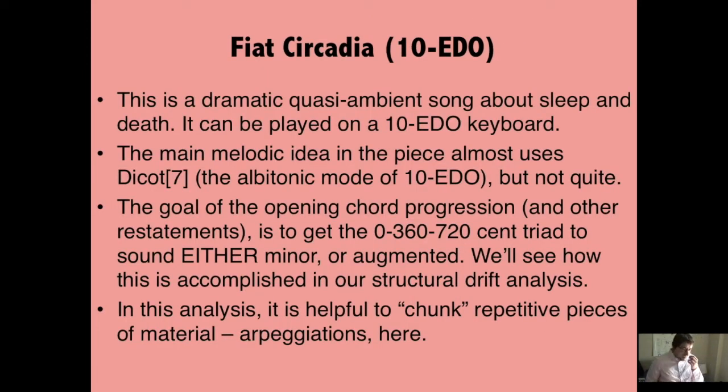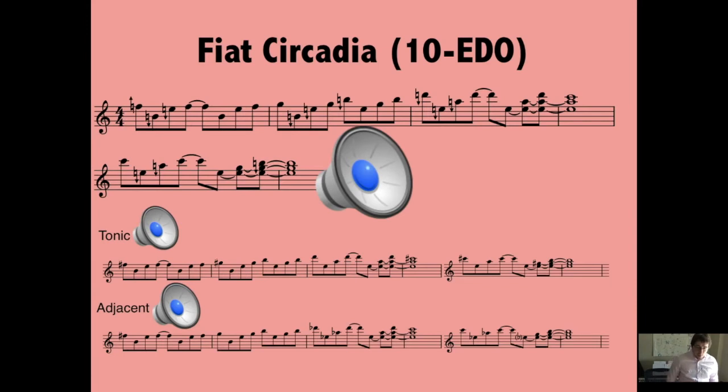So the second example here is from a song called Fiat Circadia, one of my favorite songs that I've created. The goal of the opening chord progression is to get the 0, 360, 720 cent triad, a cool neutral triad in 10 and 20, to sound either minor or augmented. So I will go ahead and talk about that, and we'll chunk repetitive pieces of material as necessary. So here's that opening Fiat Circadia theme.